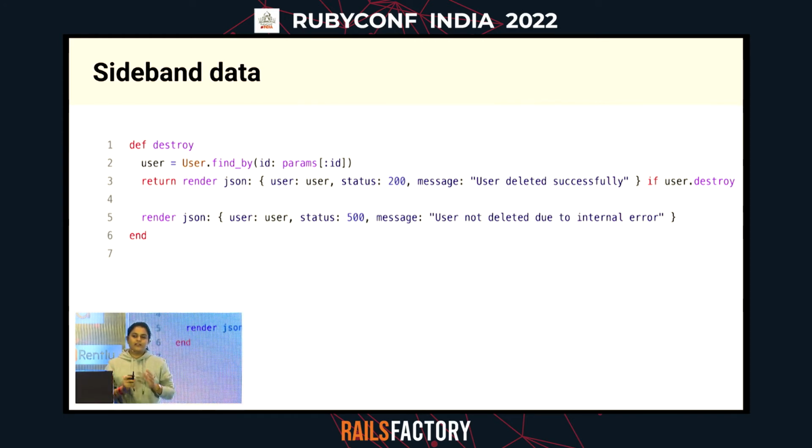Sideband data. Every method has a primary communication channel back to its caller, that is return values. In case you want to report a failure without raising an exception, you will need a sideband, that is a secondary communication channel. In Ruby, there is a facility for returning multiple values, so we can return multiple values instead of raising an exception. Here in this example, if the user could not be destroyed, it will simply return a structure with attributes for user, status, and message.